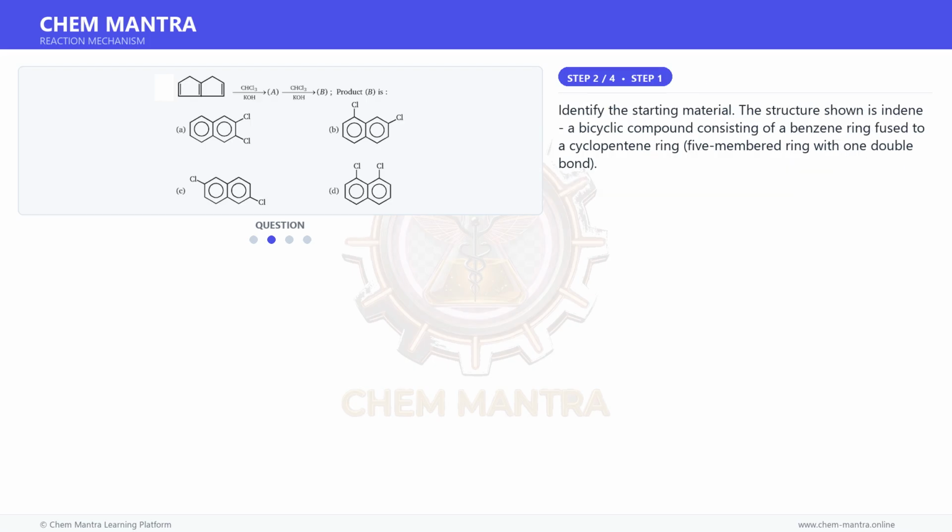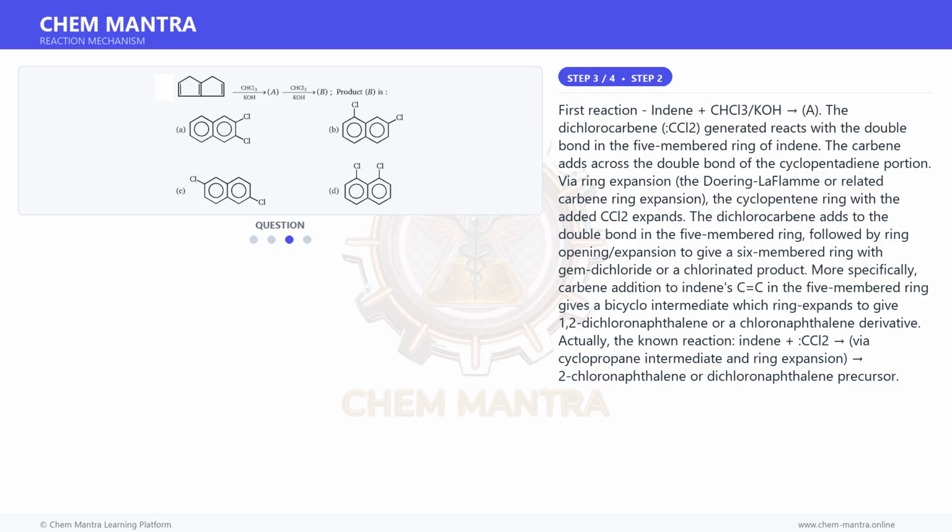Moving on to the next step. Identify the starting material. The structure shown is indene, a bicyclic compound consisting of a benzene ring fused to a cyclopentene ring, a 5-membered ring with one double bond. Moving on to the next step.